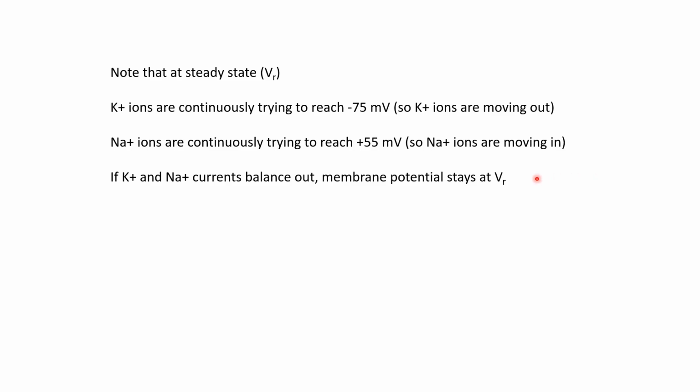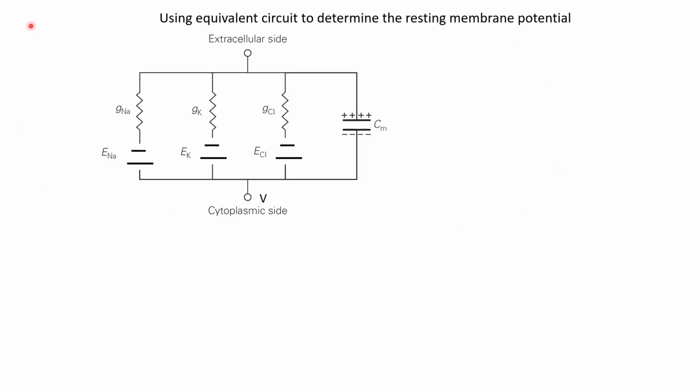And in that case, the gradients will have to be maintained by the action of the sodium potassium exchange pump or other such pumps that are present in the membrane, and that will consume energy. Now let's find out what the final value of the membrane potential would be between ENA and EK.